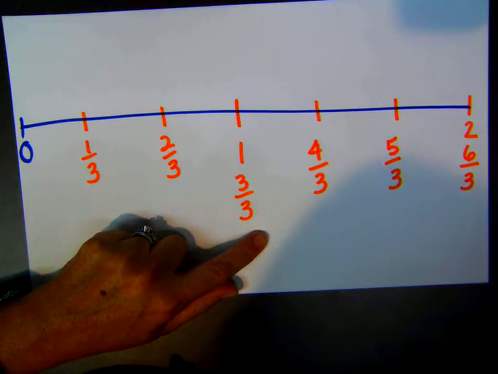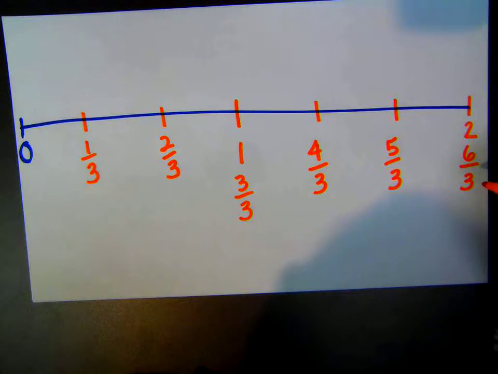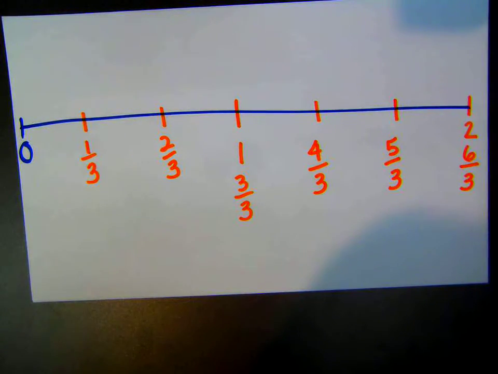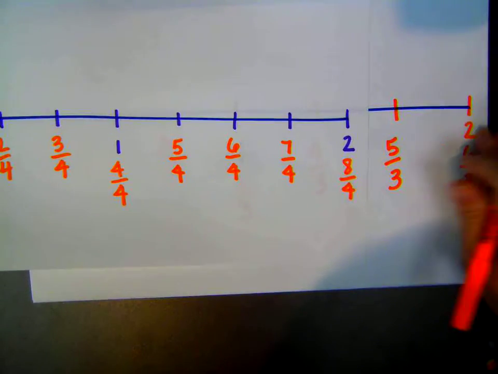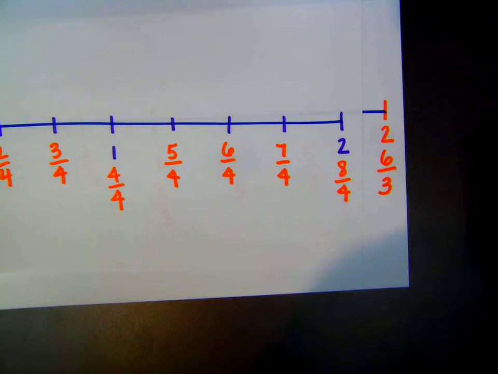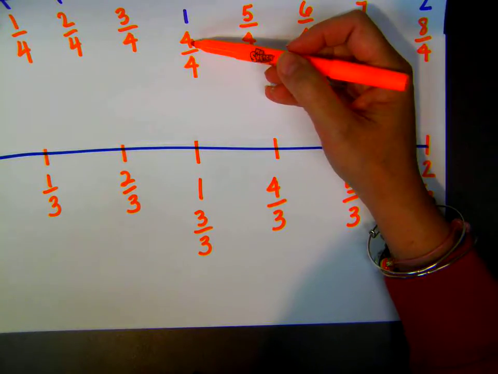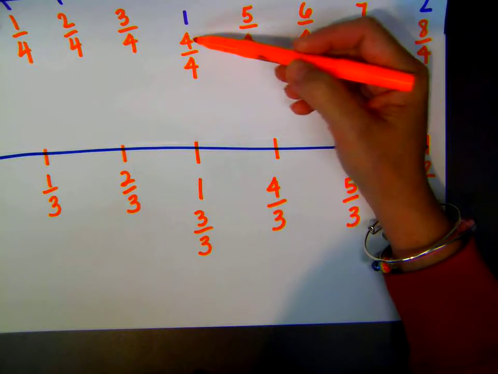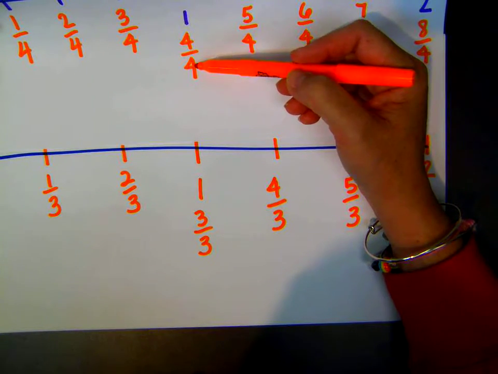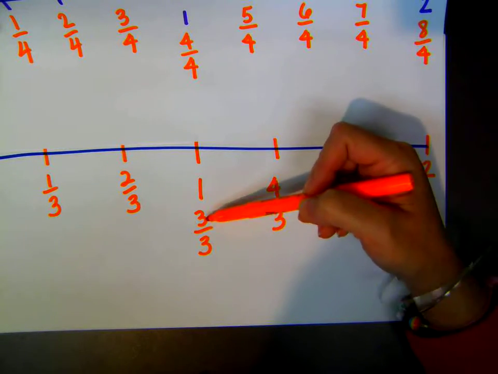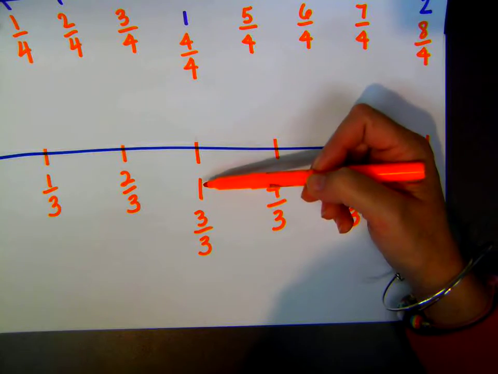Now I'm going to show you something really interesting, one more little thing, just so you can take a look at how to check this. Take a look really quickly here at my 2. I have 8/4 and 6/3. Also look at this. Remember we talked about 4/4 and 3/3. When the numerator and the denominator are exactly the same, we have 1.